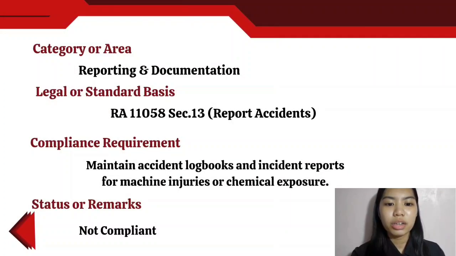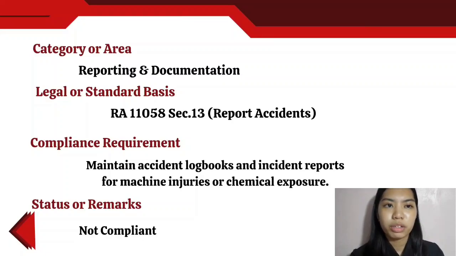The next category or area is reporting and documentation. Legal or standard basis is the RA 11058 Section 13. Compliance requirement is maintain accident logbooks and incident reports for machine injuries or chemical exposure. Why is this item included? This is important to monitor accidents in the workplace and take preventive measures.